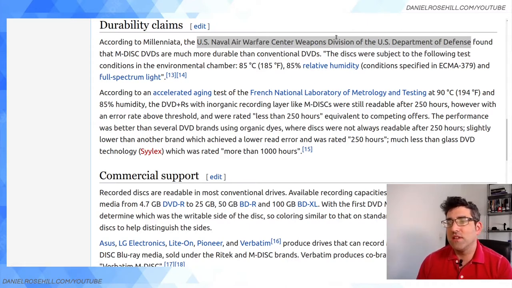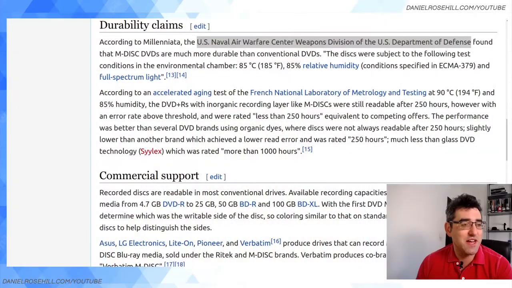So the DOD took a look at it, which by the way is in my mind a vote of confidence. If the US government is taking this seriously enough to consider this as a viable media for long-term storage of presumably some kind of sensitive information, right? I'm not going to tell you what they were looking at, but I doubt they would be doing this to satisfy a debate on Reddit.